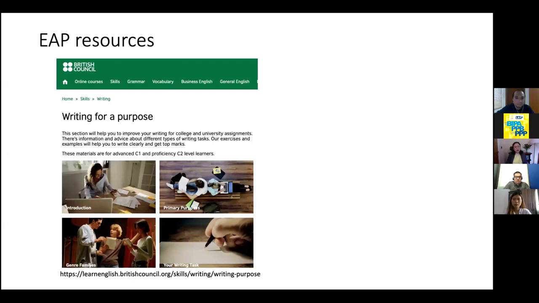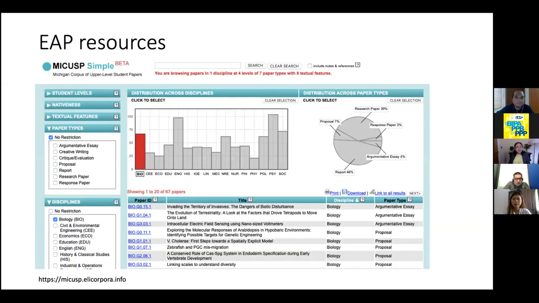Another resource that I would like to share, especially if you want to go to the US to study, is another corpus. If you can see here, I'm not sure if you can see this, but don't worry, I've got the link here, so you can go to the website and explore yourself. It's called the Michigan Corpus of Upper Level Student Papers. I've used this mainly in my classes. You can even download the papers. They've got different types of written assignments. You can select papers or written assignments based on the discipline.